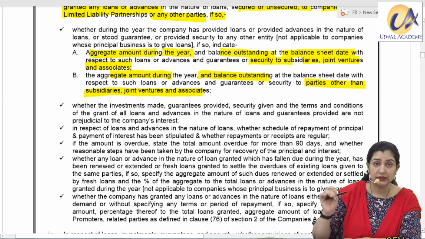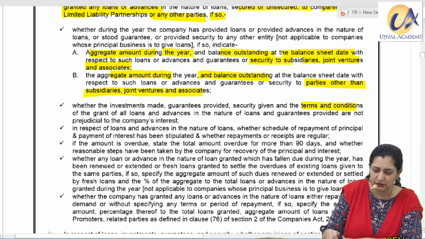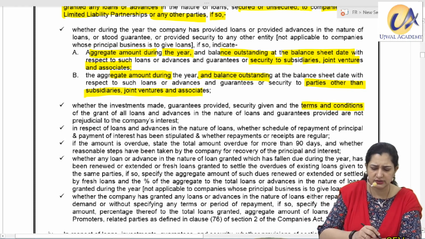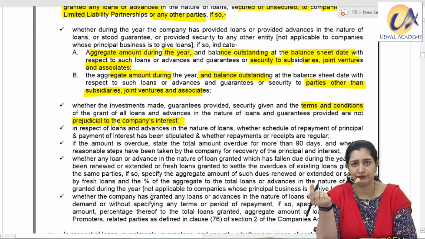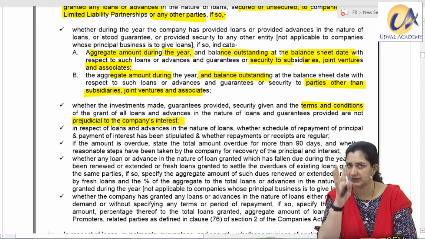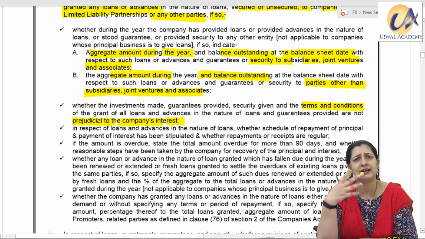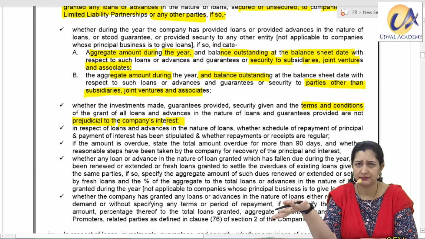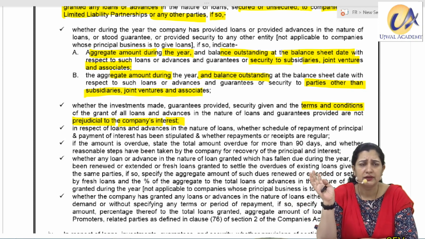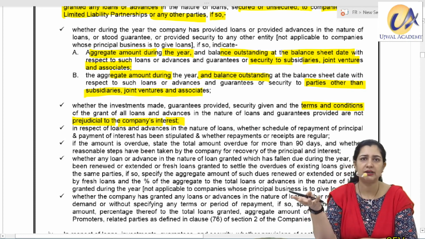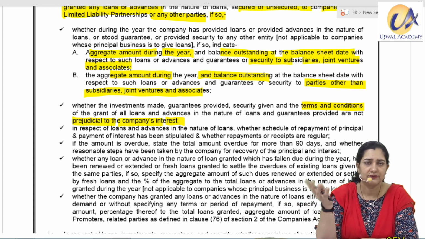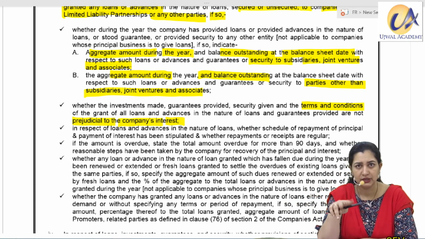Next, we have the terms and conditions in which you have given the loan. Are those terms and conditions prejudicial to the interest of the company? Prejudicial means harmful for, or hampering, the interest of the company. You have given the loan; what are the terms and conditions? Are they harmful for the company? For example, I'm giving an interest-free loan, charging no interest. That is not good enough for the company. Your company is borrowing money and paying interest to everyone, but here it is giving money without interest. So that is prejudicial, and we have to report it.